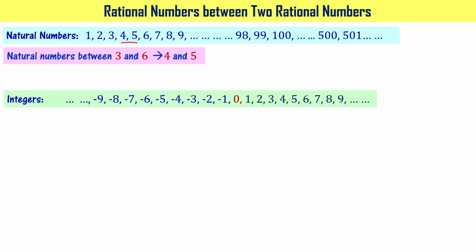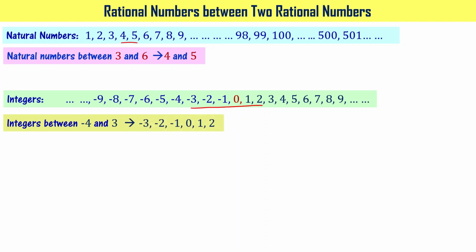Integers, we know, those are 0, 1, 2, 3, 4, 5, 6, 7, 8, 9, and so on, minus 1, minus 2, minus 3, minus 4, minus 5, and so on, right? Now, if I ask you a question, write integers between minus 4 and 3, right? These are the integers between minus 4 and 3. Let me write that. Minus 3, minus 2, minus 1, 0, 1, and 2, right?